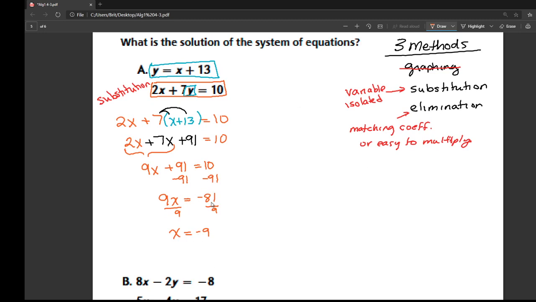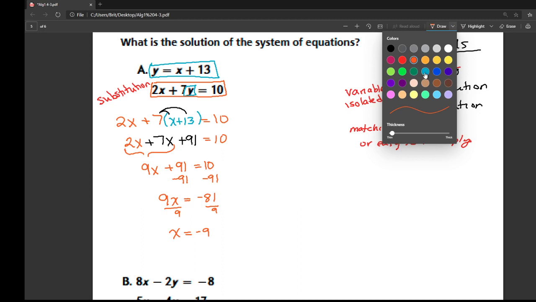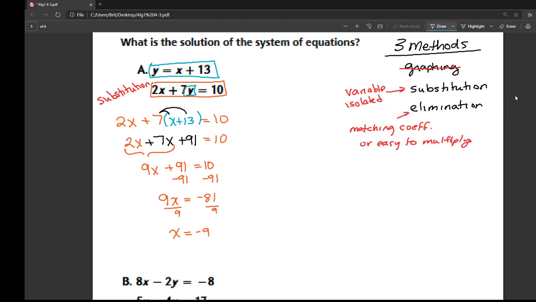Now that I know what x is, I could go back either to the blue equation or to the orange equation, and I can solve for y. It doesn't matter which one you choose. I like to go back to the blue one just because the y is already by itself, and honestly the equation looks a little easier.